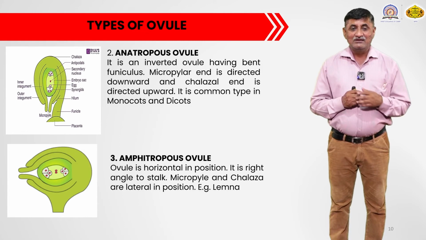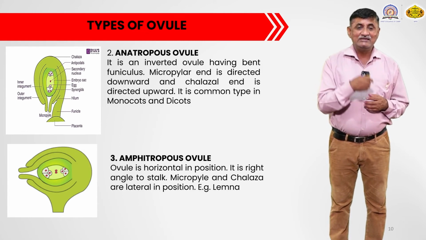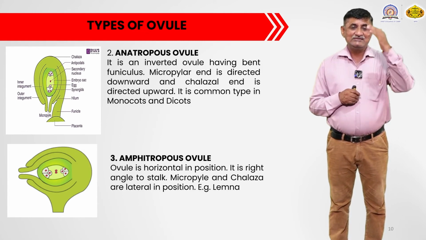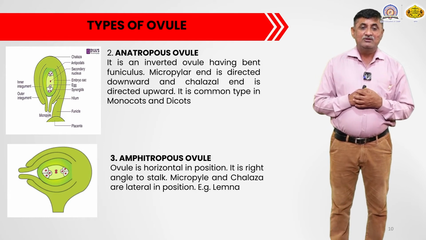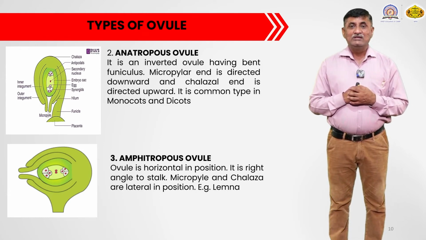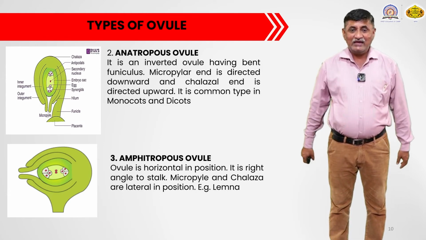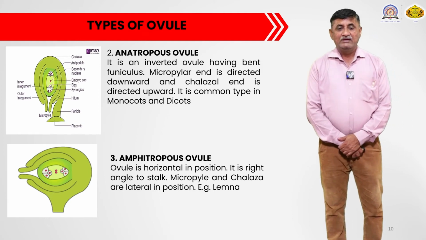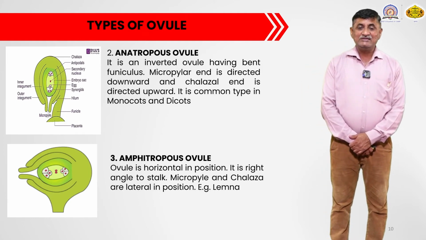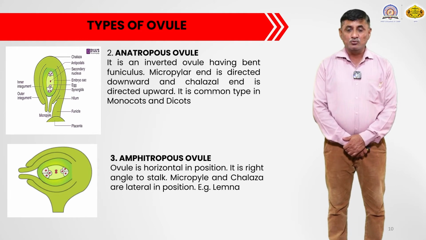So you can see here the micropylar end is at the downward position, chalazal end is at the upward position, and this kind of ovule is identified as an Anatropous ovule. The third kind of ovule is called an Amphitropous ovule.